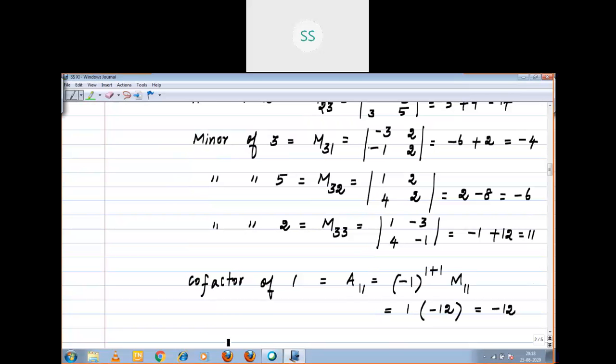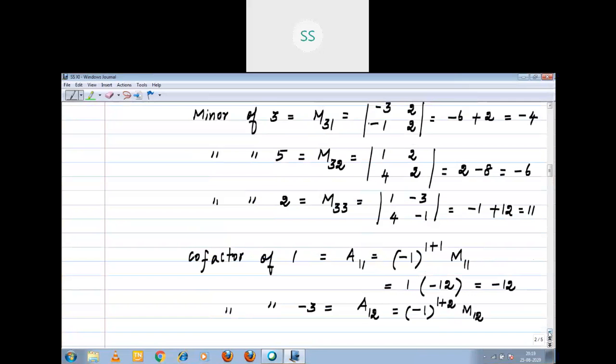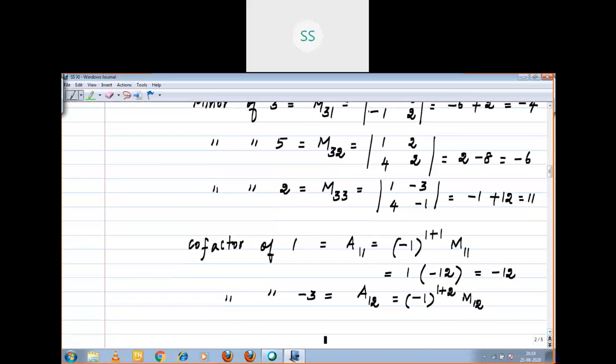Cofactor. Next. Cofactor of what? The element. Cofactor of minus 3 is equal to A12, minus 1 the whole power 1 plus 2, into M12. M12 is 2. So your answer is minus 2.